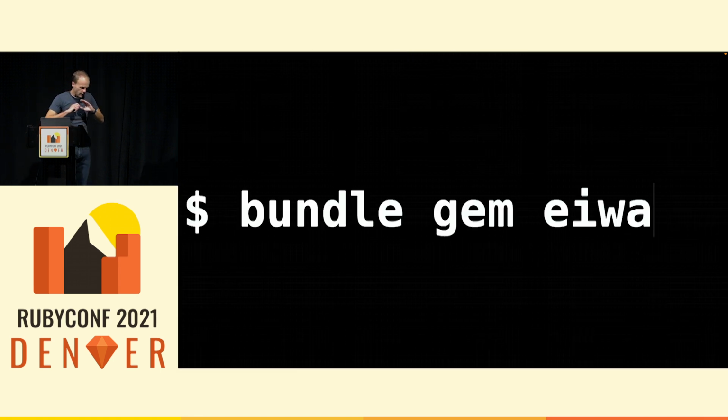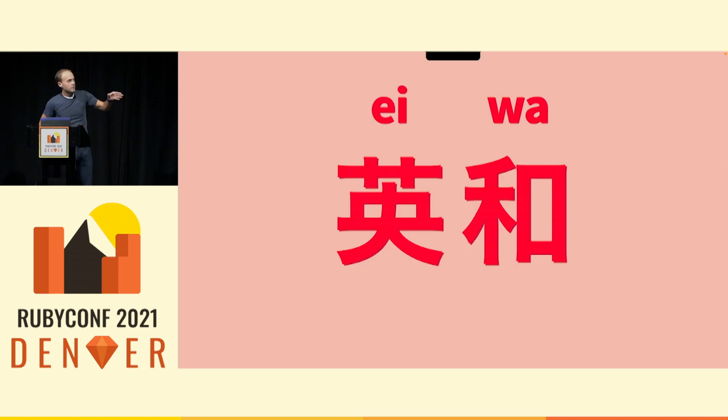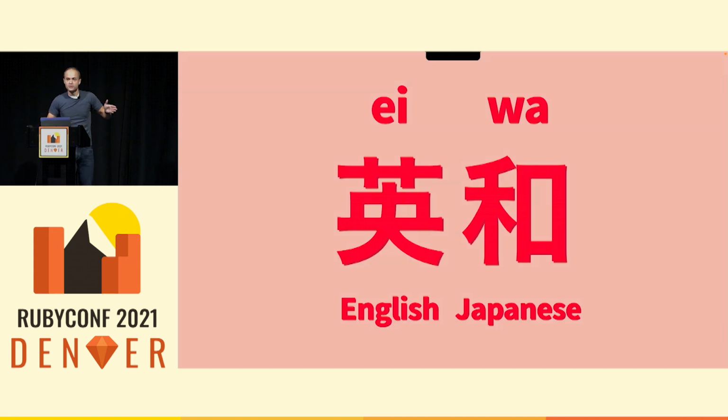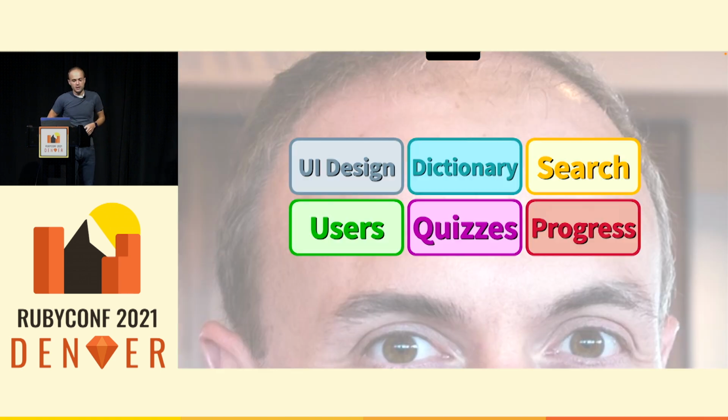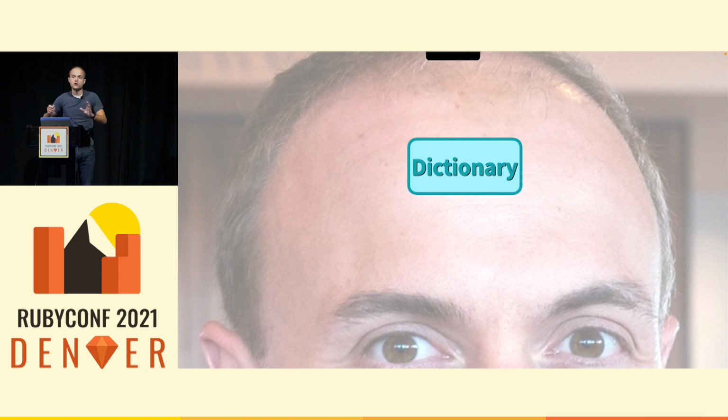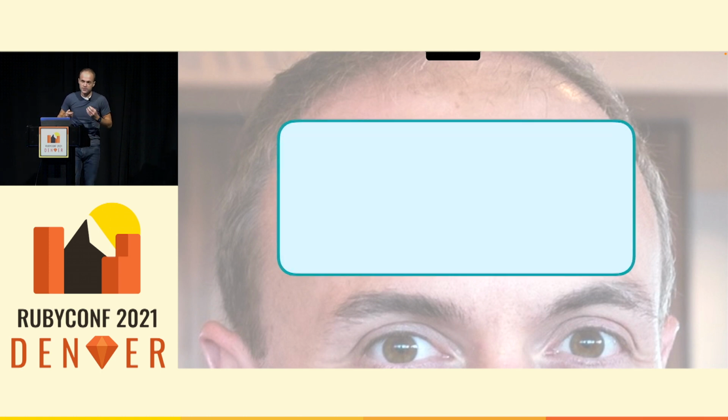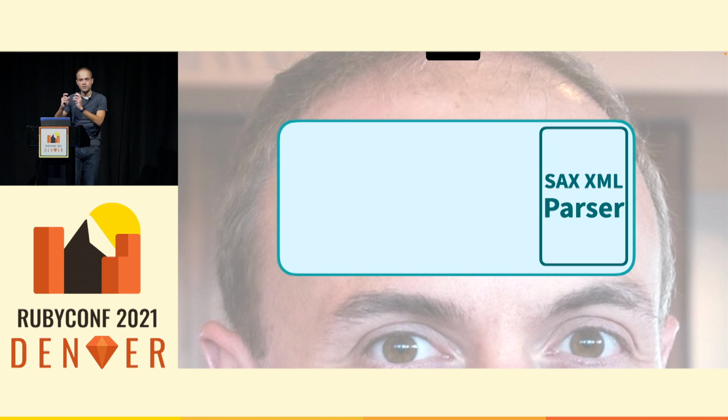And so sometimes it's nice to just blow it all away and start in a brand new folder and start a brand new thing. So I created a new gem called Awa. Awa stands for English Japanese, so it's kind of dictionary adjacent meaning. And so what it allowed me to do mentally is push all that other stuff aside and just focus on the dictionary stuff.